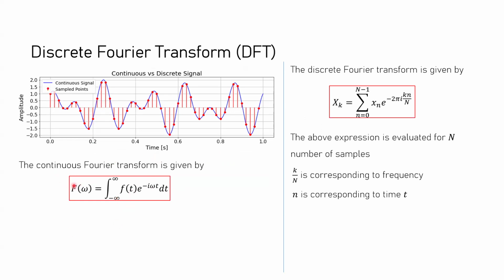So this is the continuous Fourier transform expression. So we are integrating over the whole time domain with respect to time. However, since now we are working with the discrete samples, which are marked in red, what we are doing is we are performing discrete Fourier transform. So instead of integration, we have this summation.